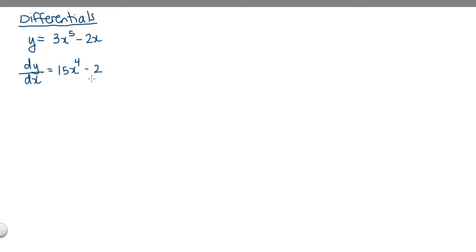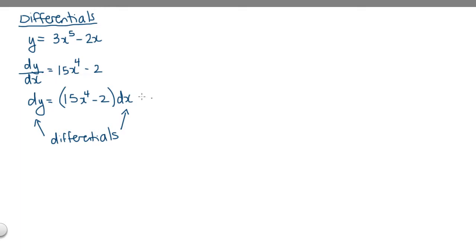So there's our derivative. Now, imagine what happens if we multiply both sides of this equation by the symbol dx. Then what we'll have here is a dy on the left, and we'll have 15x to the 4th minus 2 all times dx. So this is the first time where we've actually thought of dy and dx as quantities on their own. And these dy and dx, these are called differentials. So dy is the differential of y, dx is the differential of x.